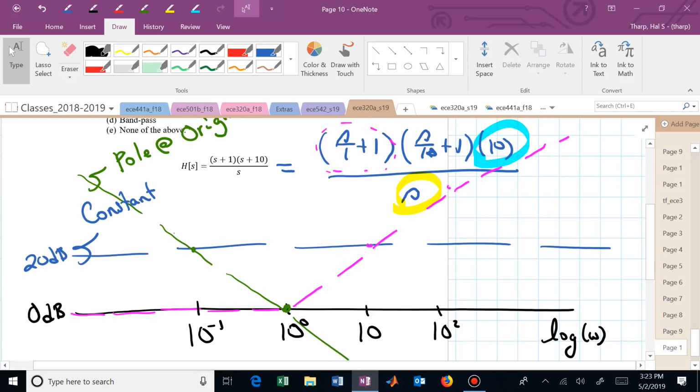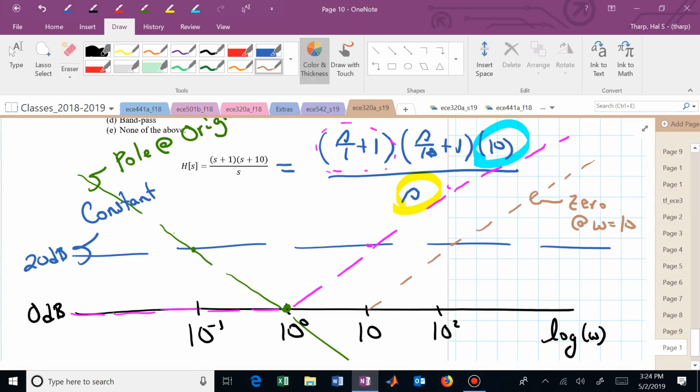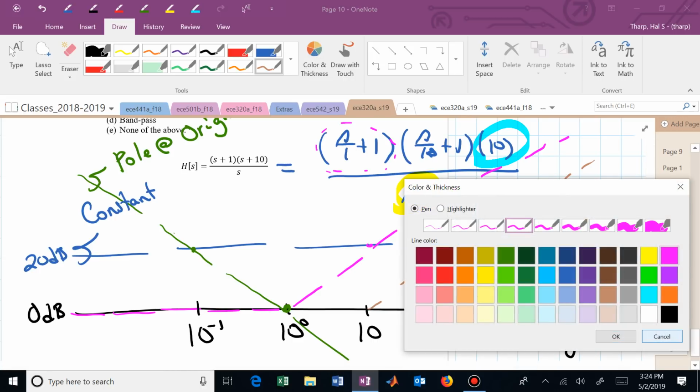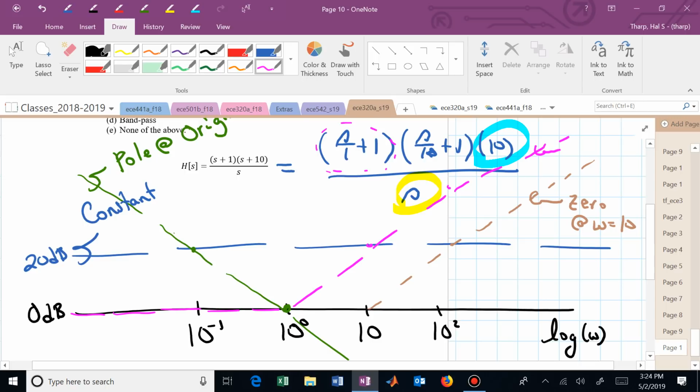Do you see that this is going to have the same shape? It's just going to break at a higher omega. It's now breaking at 10. So now we would go up 20 dB after 10. And this is now our zero at omega equal 10. Oh, now I have to find that color again. Did I use that one? This one was due to the zero at omega equal 1. Do I have everything labeled?